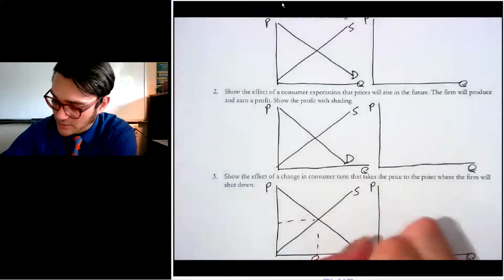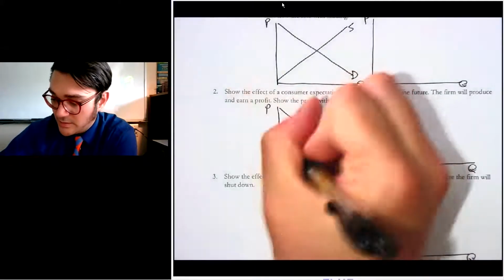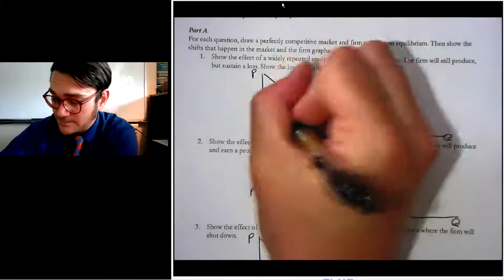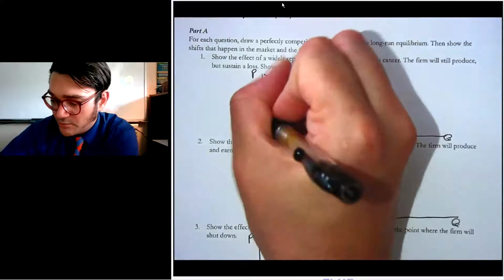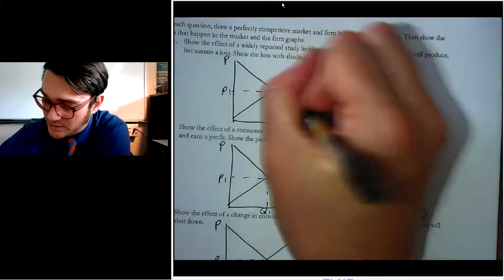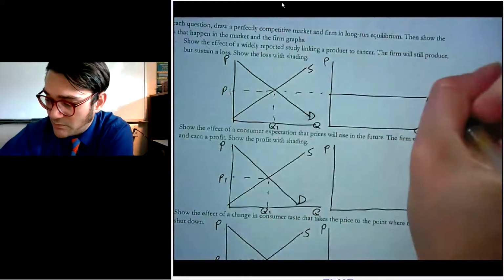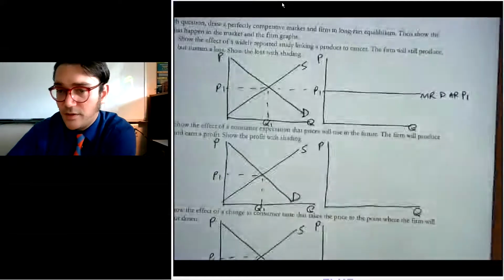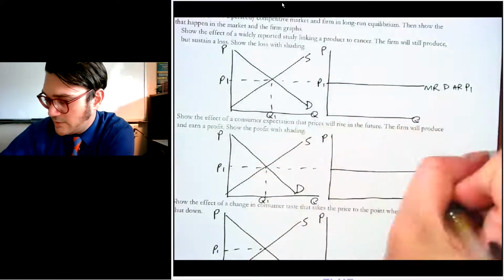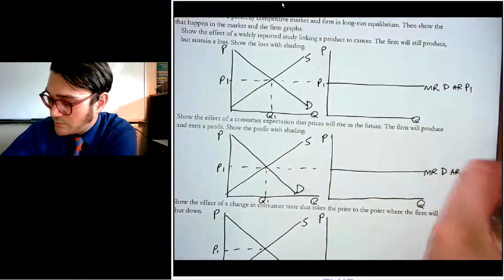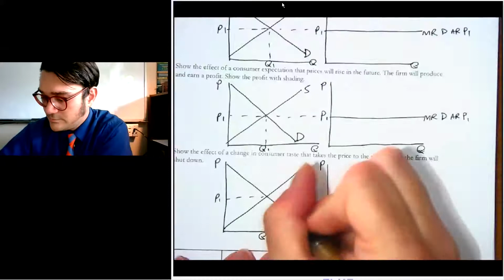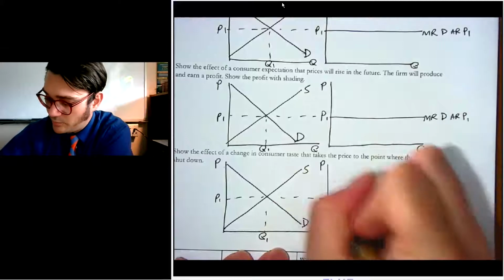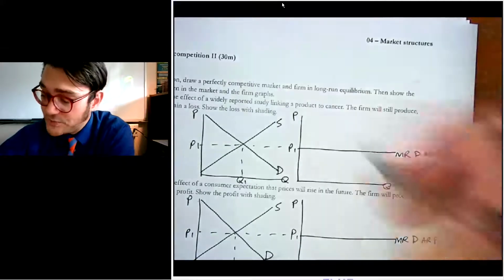So again, we're just going to draw each one of these and label, making sure that we have little dotted lines to label the prices and the quantities. I'm just going to use Q1 and P1 because that's where we're starting. And we'll have MR equals D equals P1, and so I'll just put 1 there. And we have MR equals D equals P1, and the third one, MR equals D equals P1. Now we're going to need marginal cost curves.